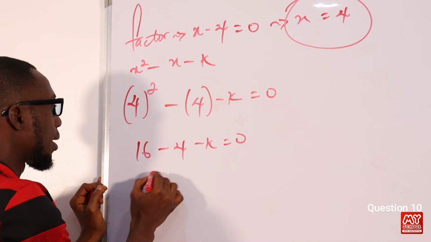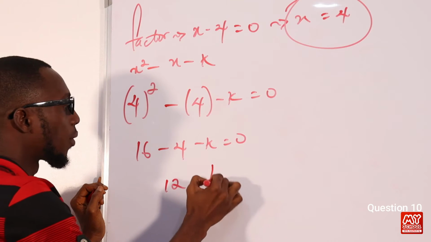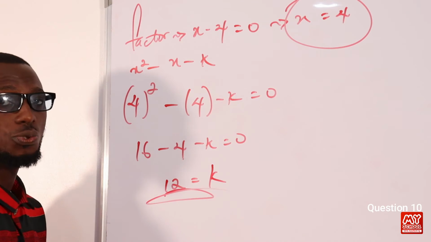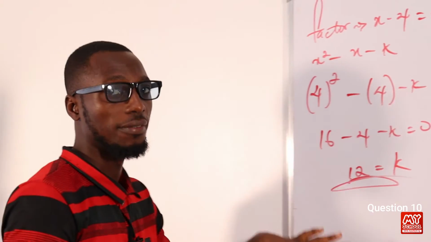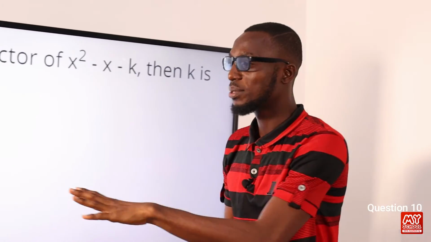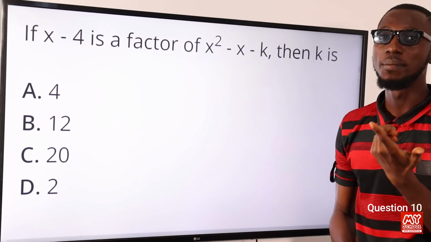4 raised to power 2, that is 4 times 4, that is 16, minus 4 minus k equals 0. So I can send k outside. So I have 16 minus 4, that is 12. When k goes outside, it becomes positive. So k is 12. So let's see if we can find the value 12 in the options provided. Alright, so scan through the options, you will find 12 in option B. So option B is your option.